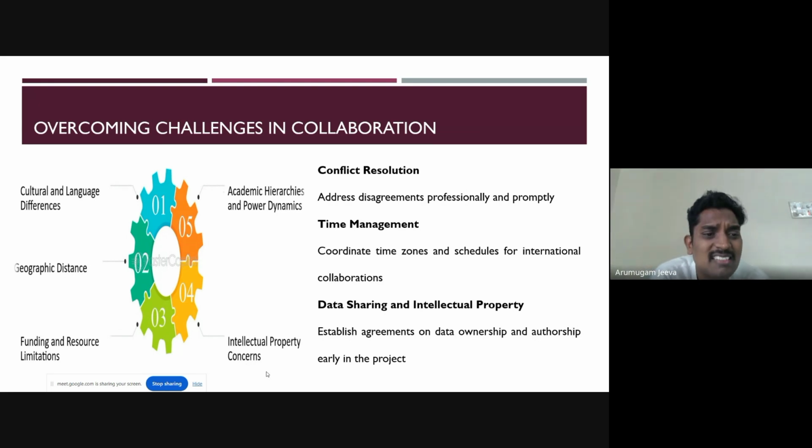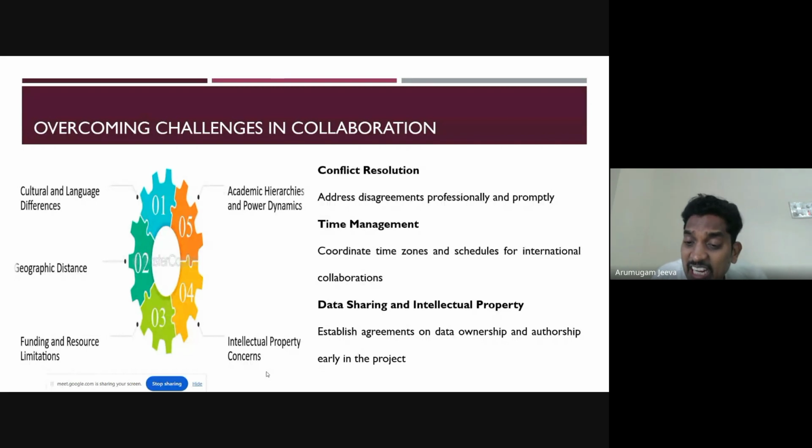And how to overcome the challenges in collaboration? The major thing is we need conflict resolution, which addresses disagreement professionally and promptly, right? And time management, as I told you, within the timeline, we are not able to commit. When we go for collaboration, as an individual, I know at what time I have to take the task and what time I have to complete it. But if it goes for collaboration, obviously there will be non-synchronizing of time and conflicts will be raised. But that needs to be handled promptly when we go for collaboration.